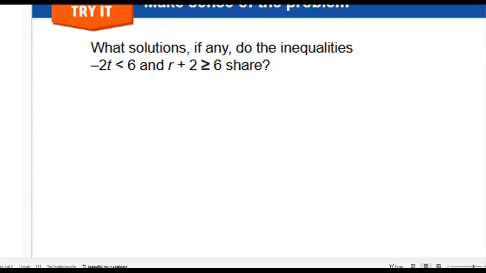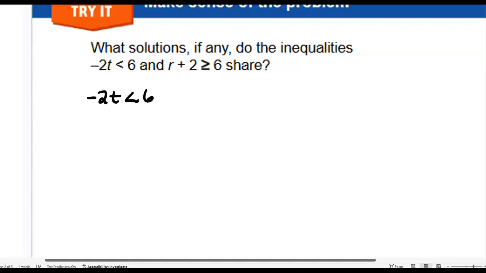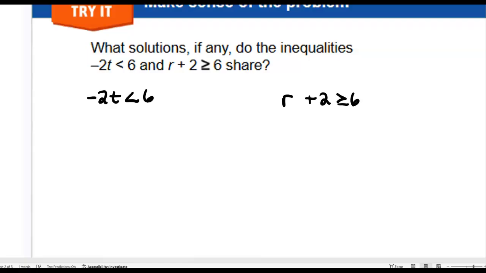Decision methods. You're on page 381 in your packet. First problem: what solutions, if any, do the inequalities negative 2t less than 6 and r plus 2 greater than or equal to 6 share? So let's solve them both. We've got negative 2t less than 6 and r plus 2 greater than or equal to 6.